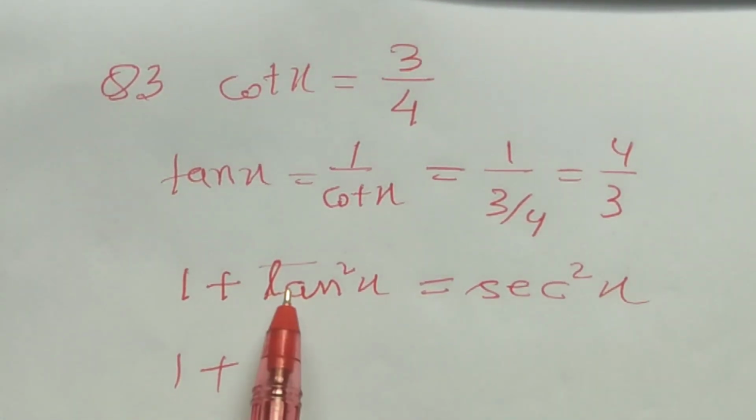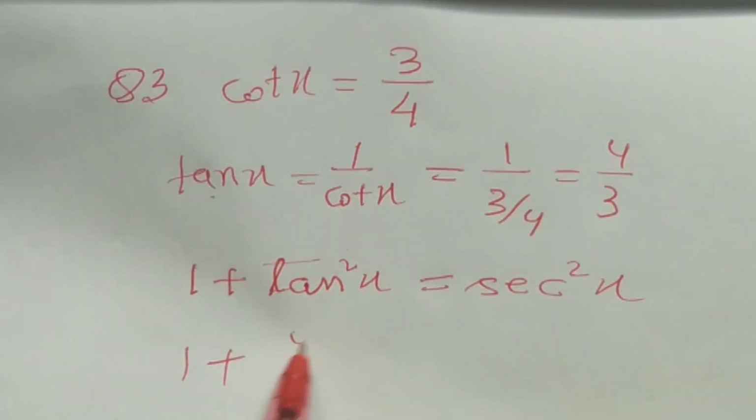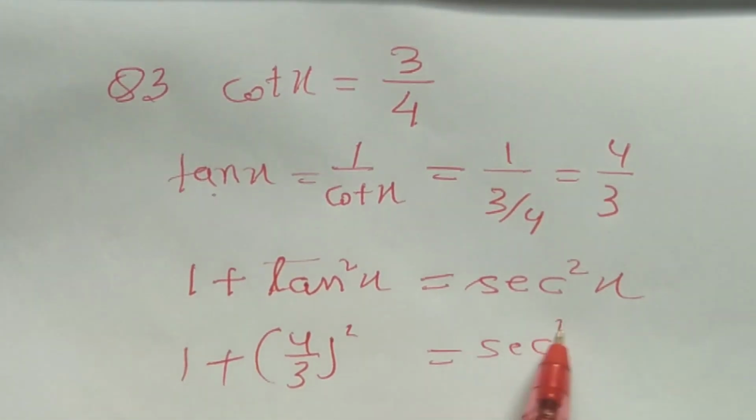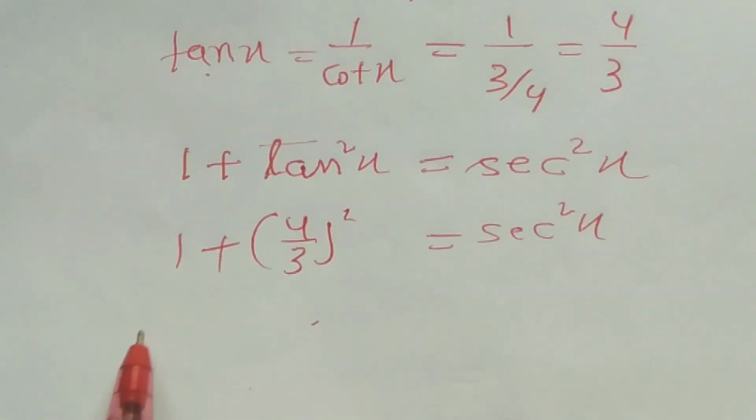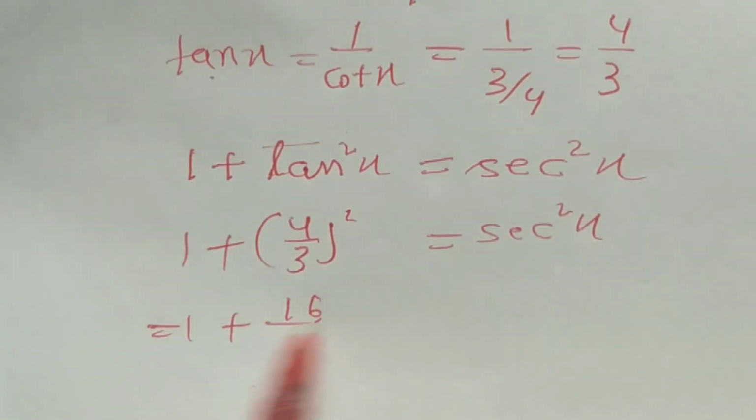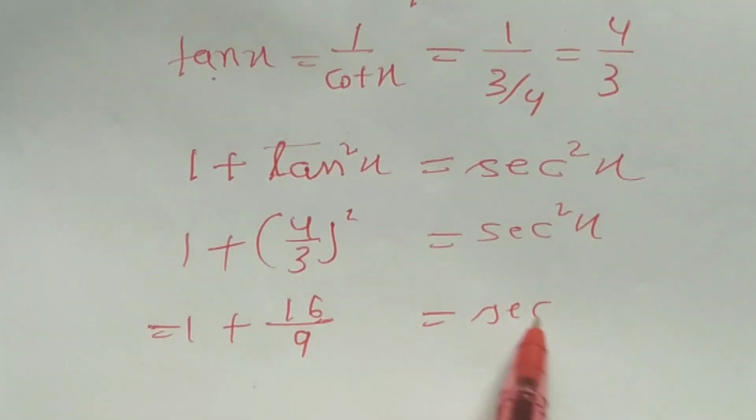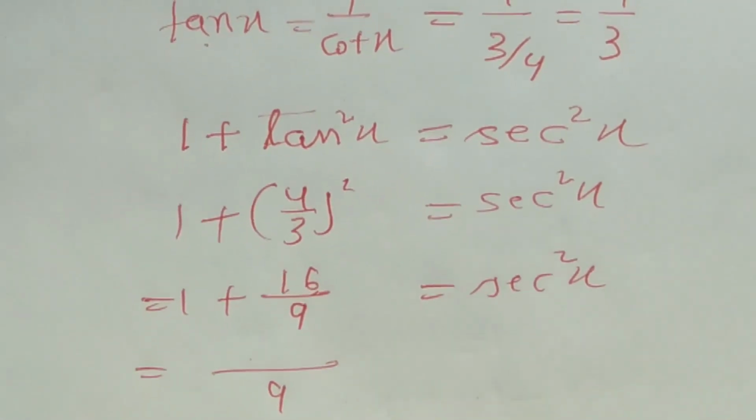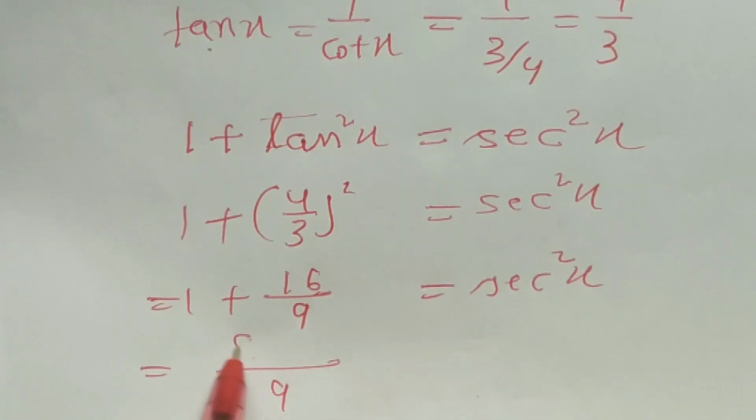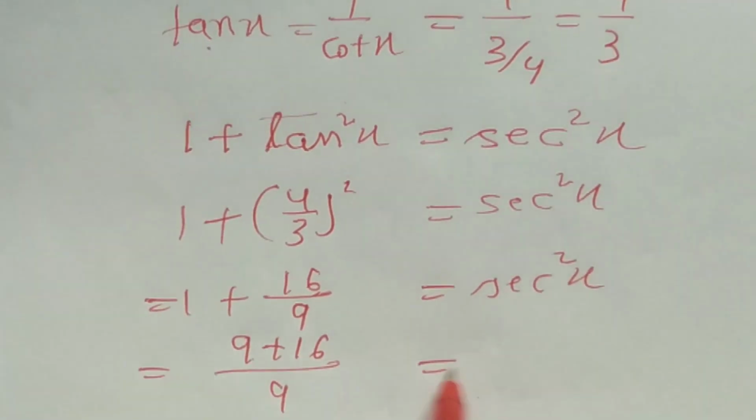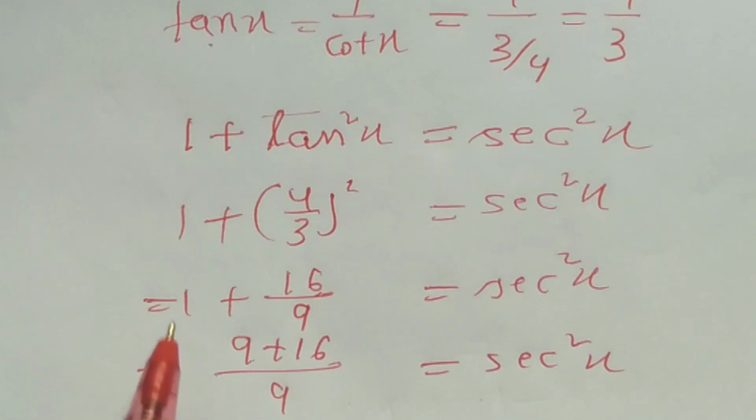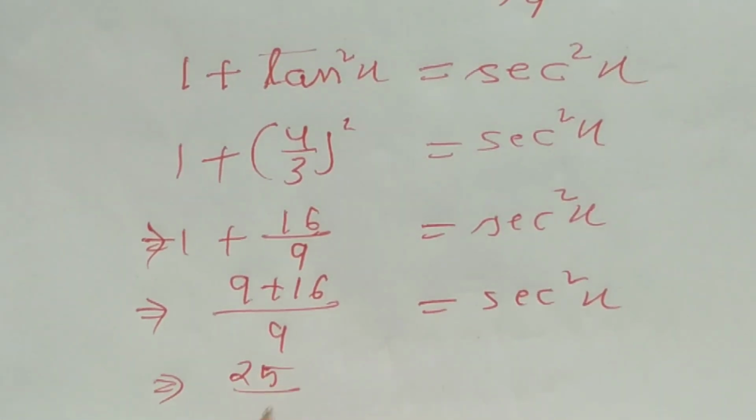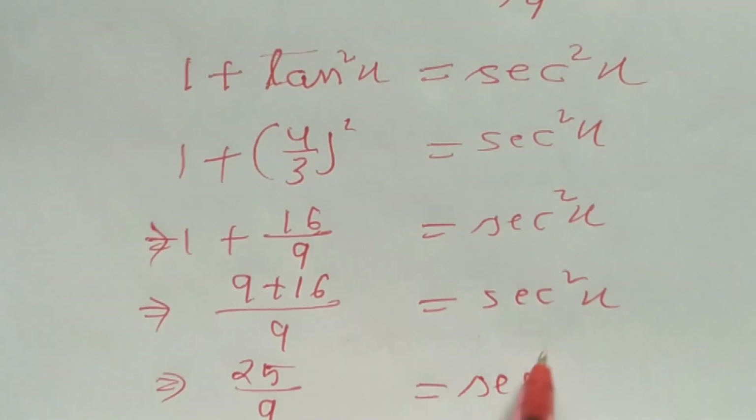1 plus, now put the value of tan x here. Tan x it is how much? 4 by 3. Since square is there, put your square equal to sec square x. Next this equal to 1 plus 4 4 is 16, 3 3 is 9 equal to sec square x. After taking LCM it will become 9 plus 16 equal to sec square x, implies 25 by 9 equal to sec square x.